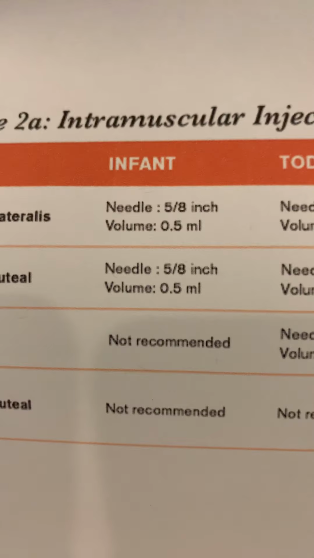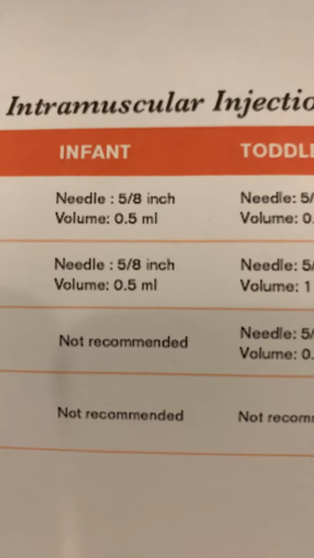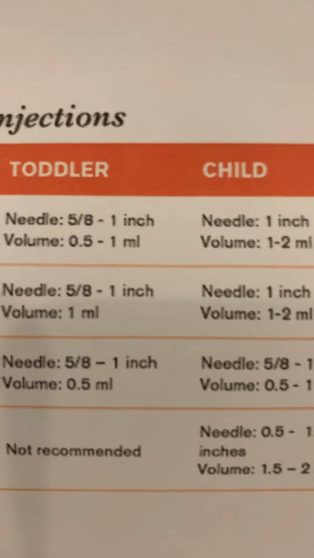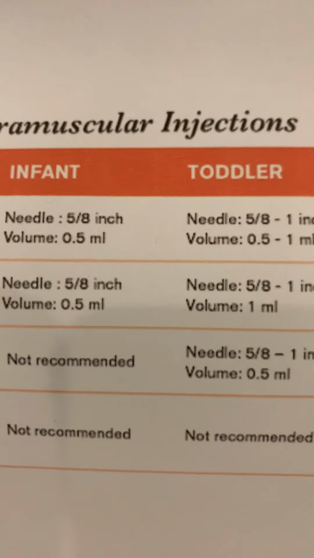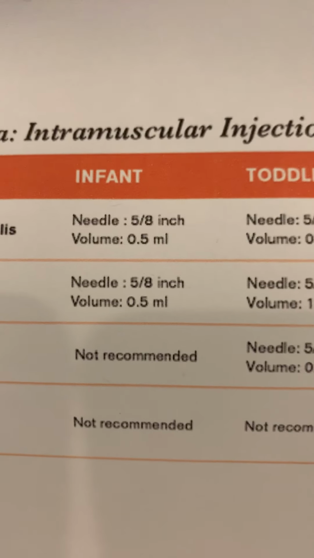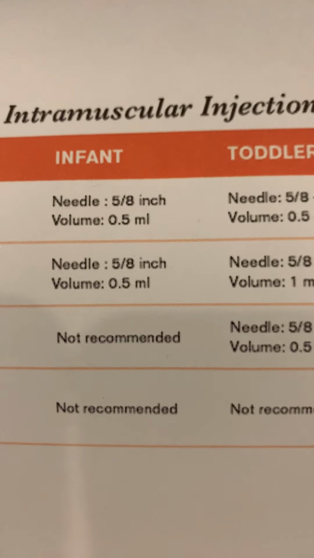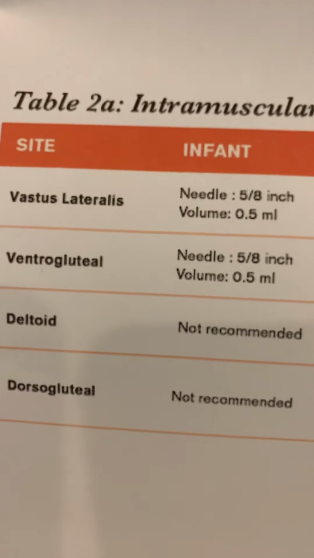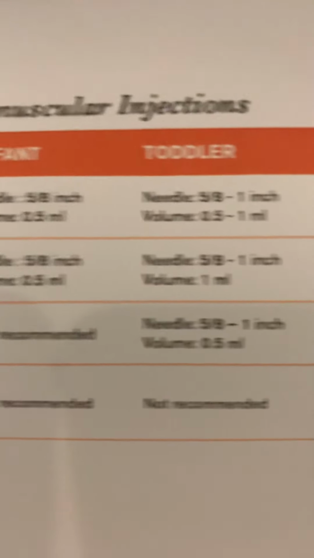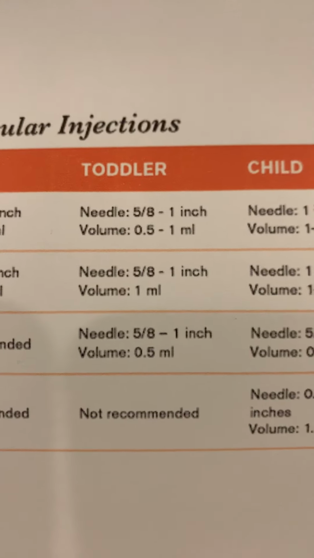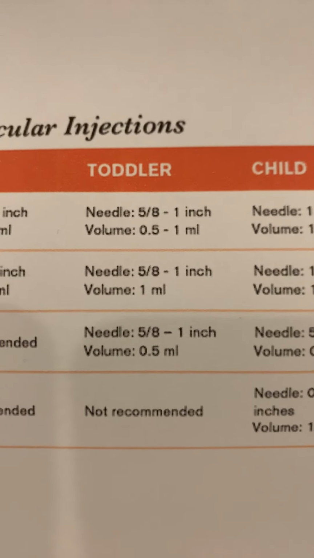All right, so they go through infants here. Your preferred site for infants, even up to children, toddlers, will be vastus lateralis as well. The needle length will be 5/8 of an inch, and the volume is going to be 0.5 ml. That's the max you can give. You can also do ventral gluteal. Again, 5/8 of an inch, 0.5 ml. Okay, child. Same thing, up to an inch there, and 1 ml.